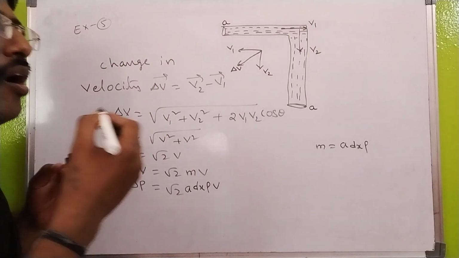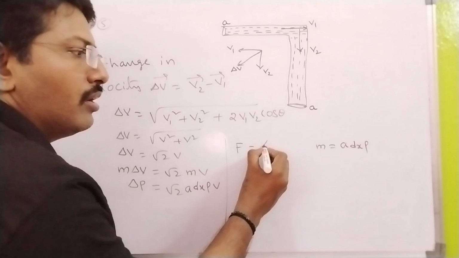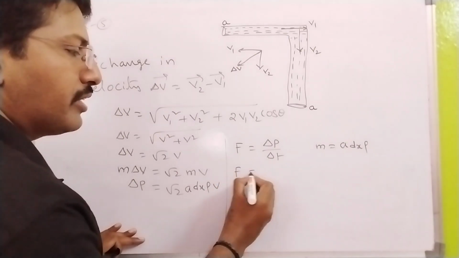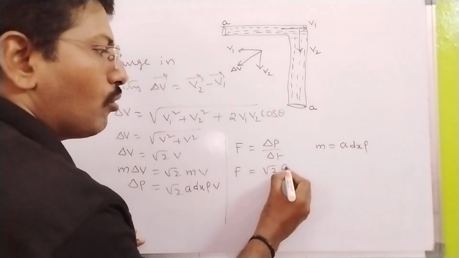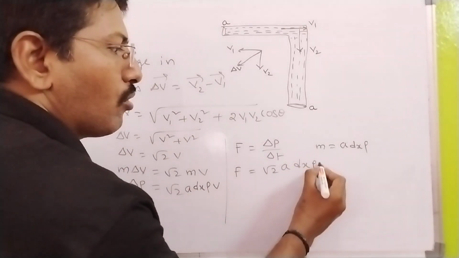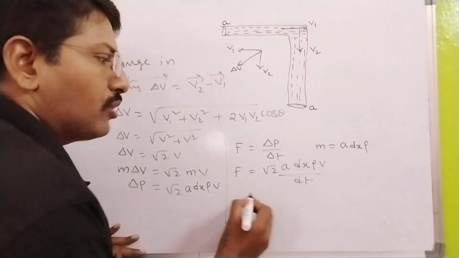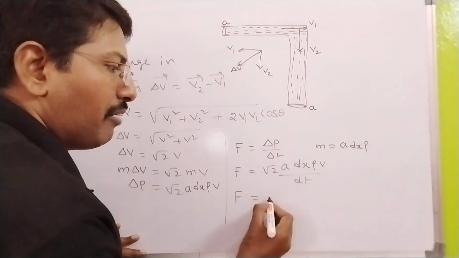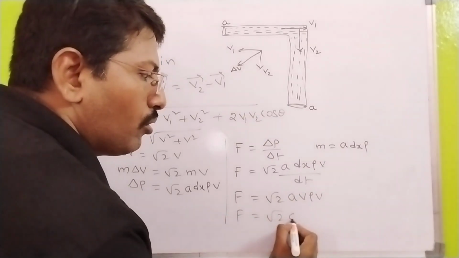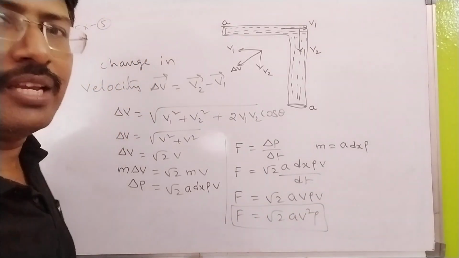According to Newton's second law, F is equal to dP by dt. Now substituting the value, dP can be written as root 2 A dx rho V, divided by dt. The rate of change of displacement is called velocity, so dx by dt is simply represented by V. So force F is equal to root 2 A V rho V, so F is equal to root 2 A V square rho. This is the basic important concept based on the change in momentum.